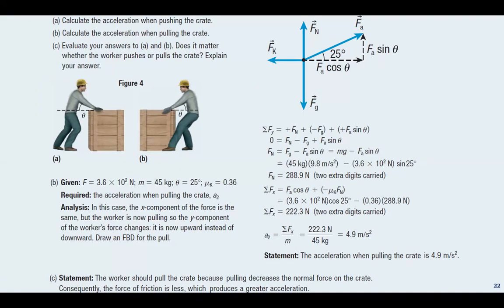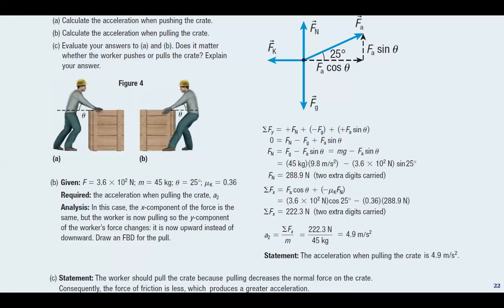Net force along the y-axis equals Fn minus Fg plus Fa sine theta. This gives us the normal force, Fn, is around 288.9 newtons. And the net force along the x-axis is Fa cosine theta minus mu k Fn. Again, put all the numbers in. We have net force in the x-axis is 222.3 newtons.